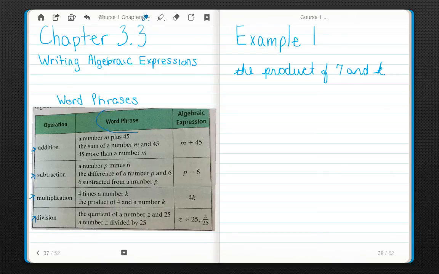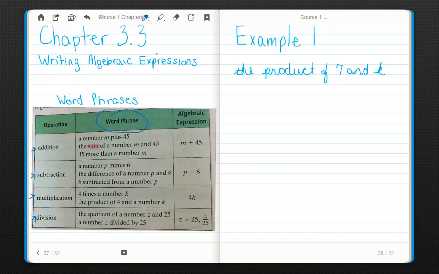These word phrases are different ways to say or indicate what operation you are doing. So a number m plus 45, obviously you're adding. The sum, remember sum is the answer to an addition problem. Sorry, not multiplication, addition, sum, addition. Okay, 45 more than a number m.